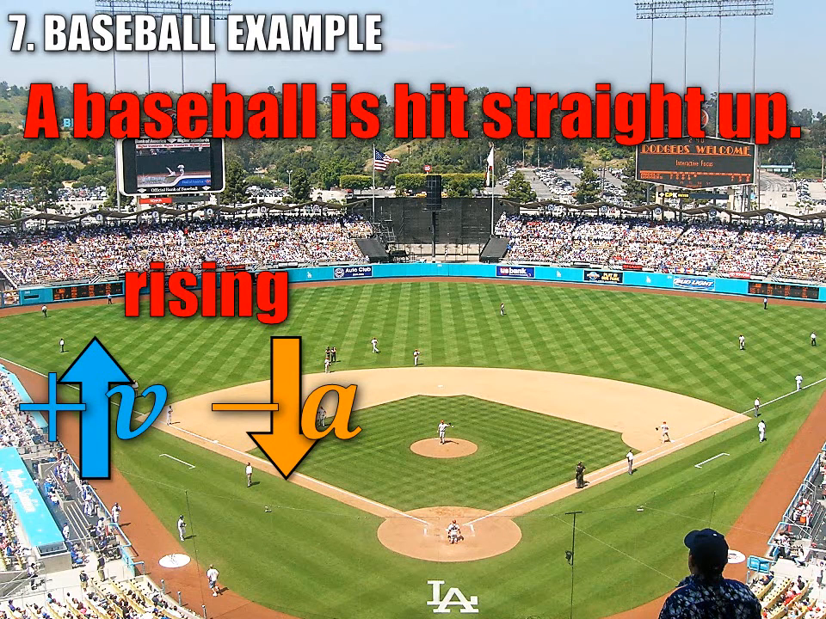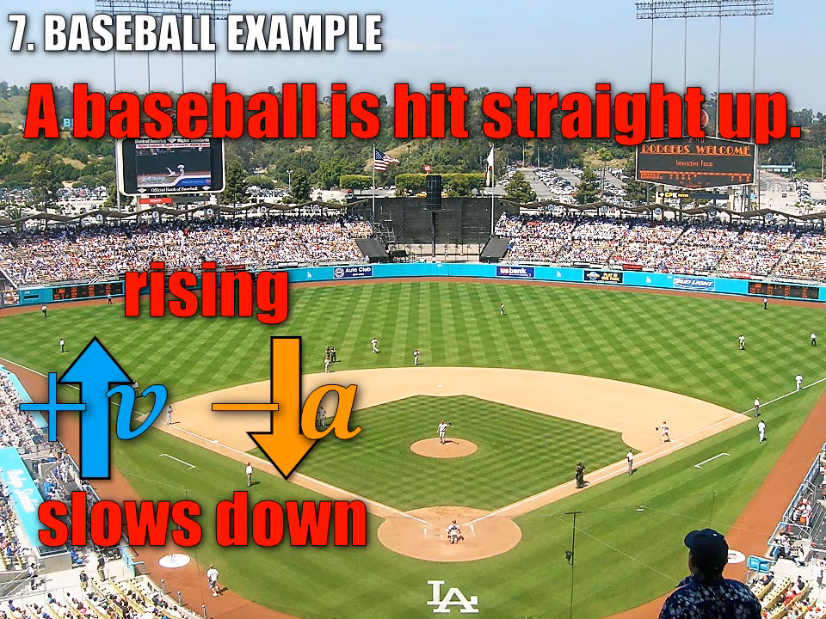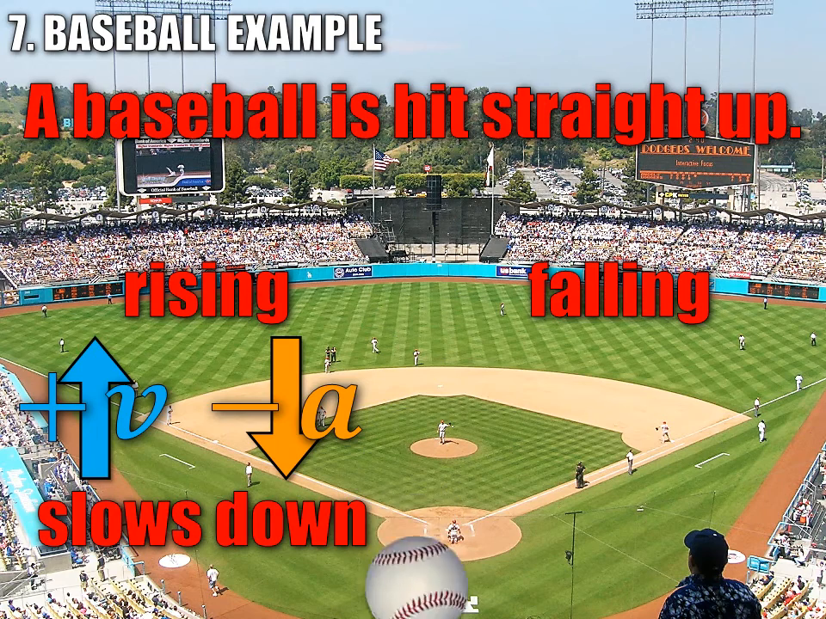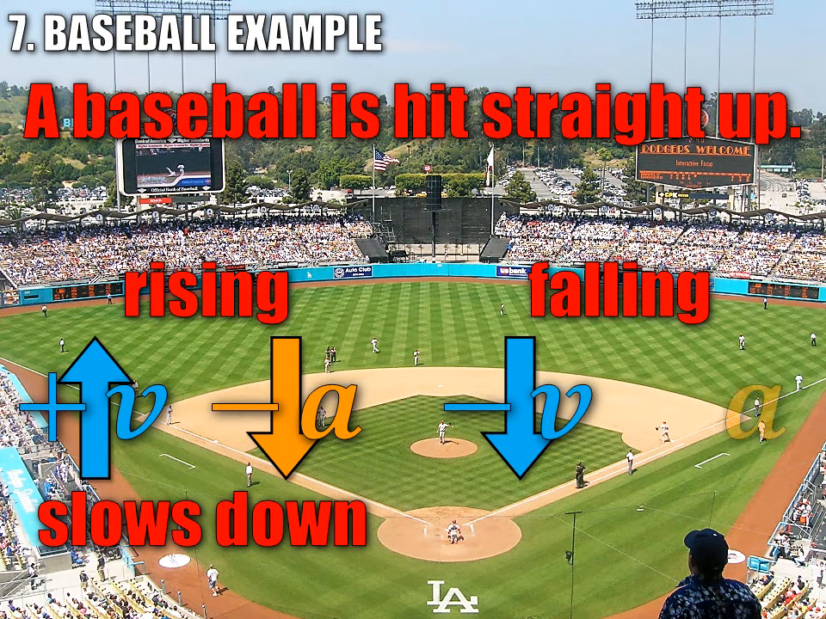Now this makes perfect sense. Think about it. If the velocity and the acceleration are pointing in opposite directions, what's going to happen to the speed of the baseball when it rises? It slows down. And when the baseball falls, what's the direction of the velocity and the acceleration? Well, the velocity is going down because it's falling. The acceleration is still from gravity, so it's still going to be pointing down.